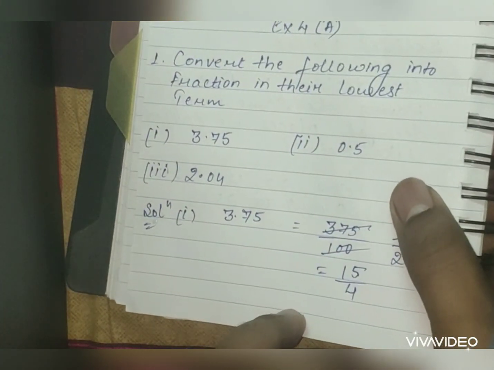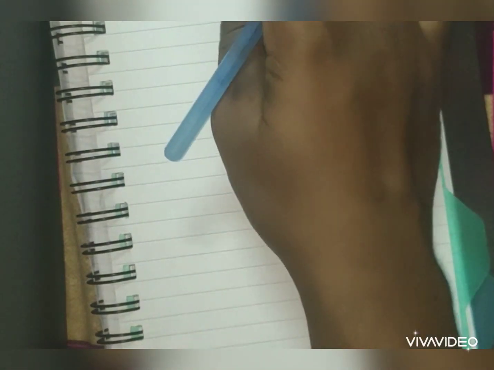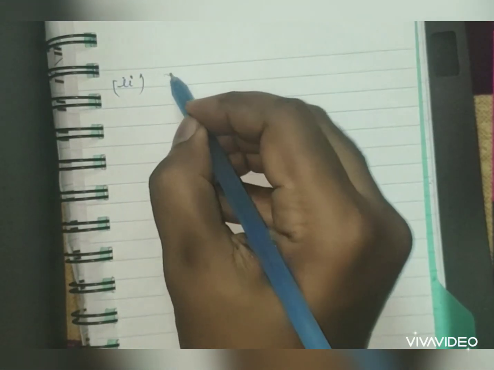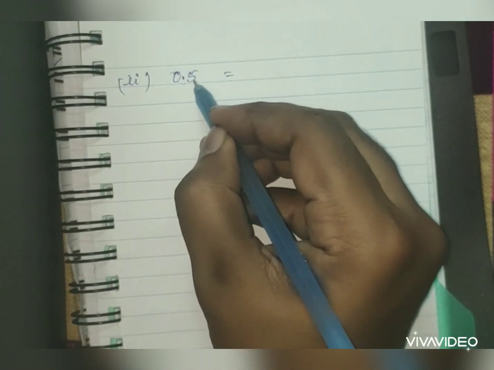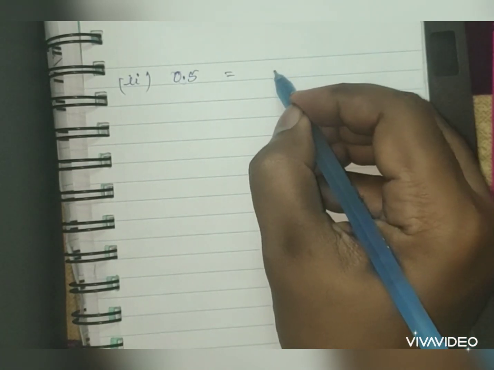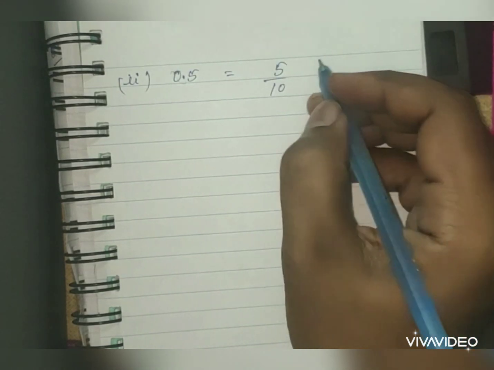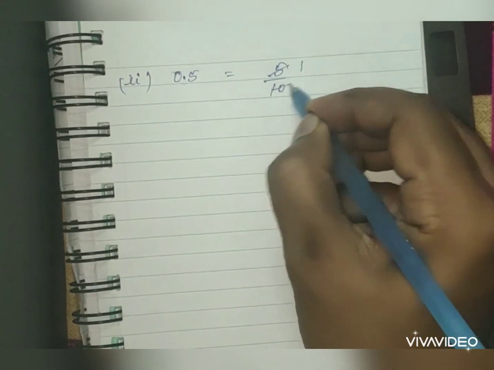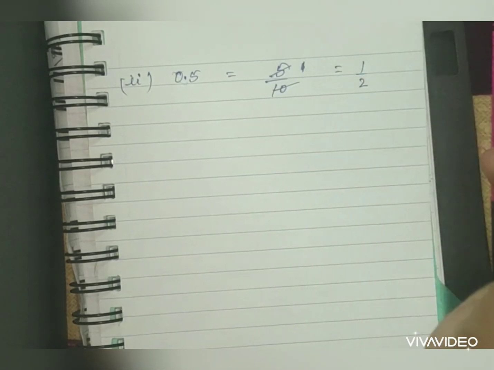Now there is no number that can divide 15 and 4 at once. Let's see the second one, and that is 0.5. See, 0.5. So you are seeing that after decimal there is only one digit, so we will put only 1 zero in the denominator. 5 1s are 5, 5 2s are 10. So your answer is 1 upon 2. Clear?